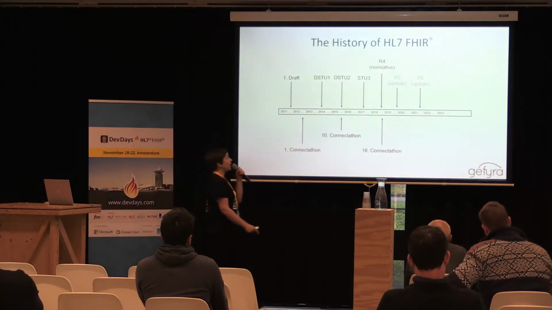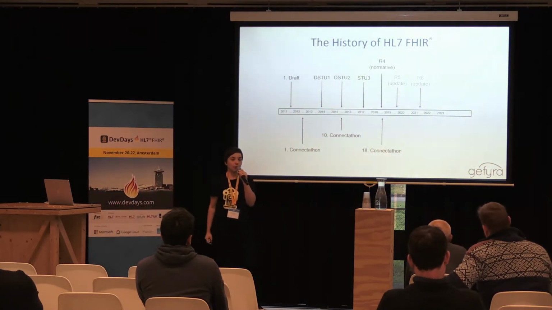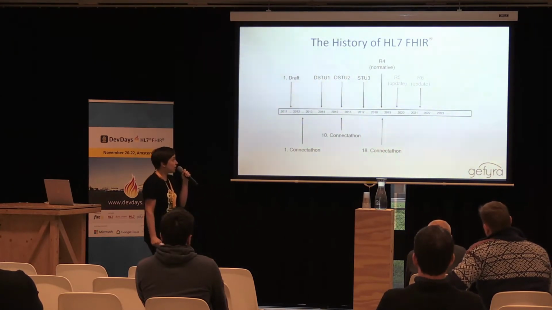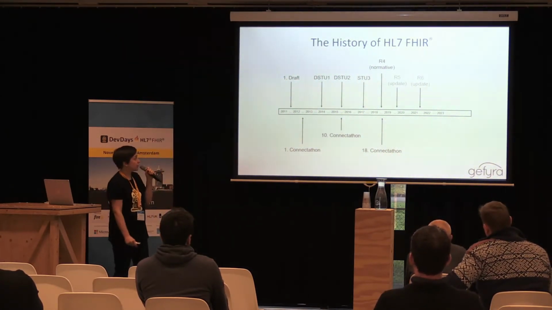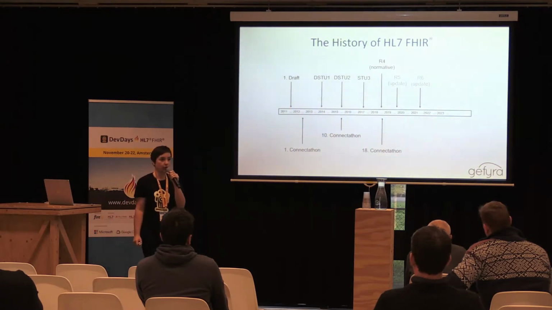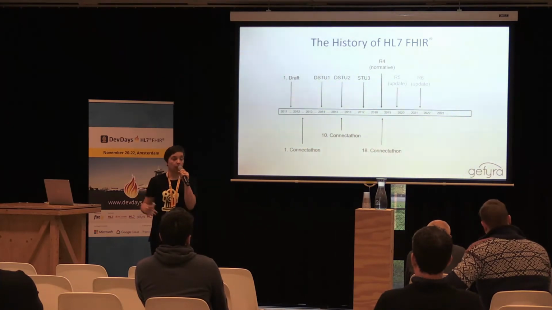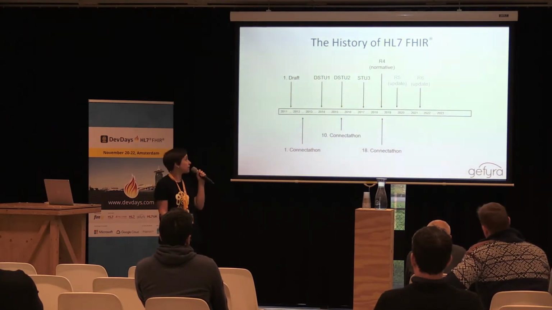We have always had really early releases that were called DSTU. You might stumble over this acronym a few times when you look at FHIR. These were called Draft Standard for Trial Use. These were early releases that developers could use to build stable applications on while the standard was still developing.